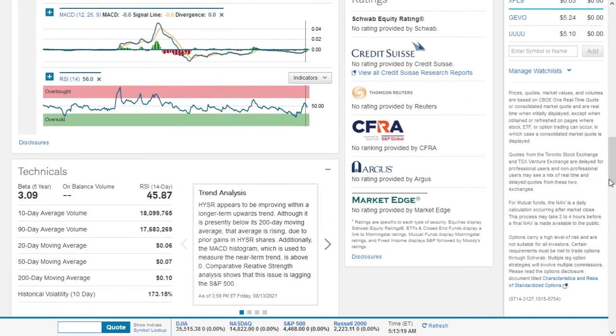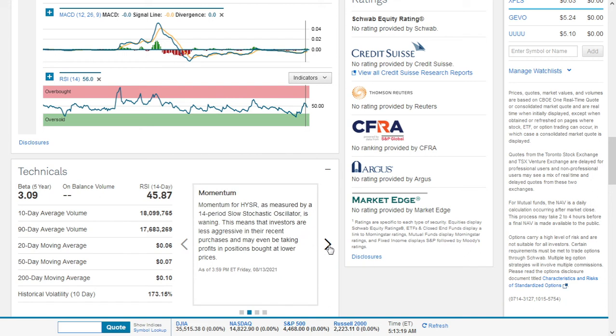It says here that it appears to be improving within a longer term uptrend, although it's presently below its 200-day moving average. That average is rising due to prior gains in HYSR stock. Additionally, the MACD histogram, which is used to measure the near-term trend, is above zero. It is lagging the S&P 500.